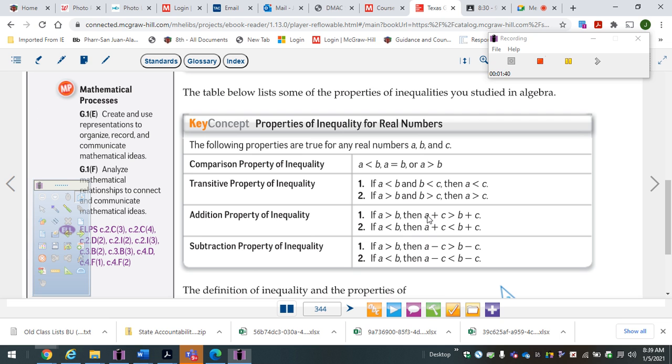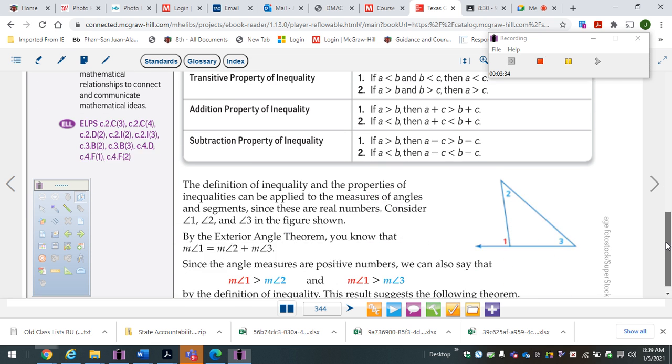Subtraction property. This is the same idea. If A is greater than B, and we take away some C from A and take away that same C from B, then the left-hand side is still greater than the right-hand side. As long as we're consistent in adding the same C or subtracting the same C, the inequality still holds true. We use this a lot, so don't take it for granted, because we're going to use it forever and ever now.